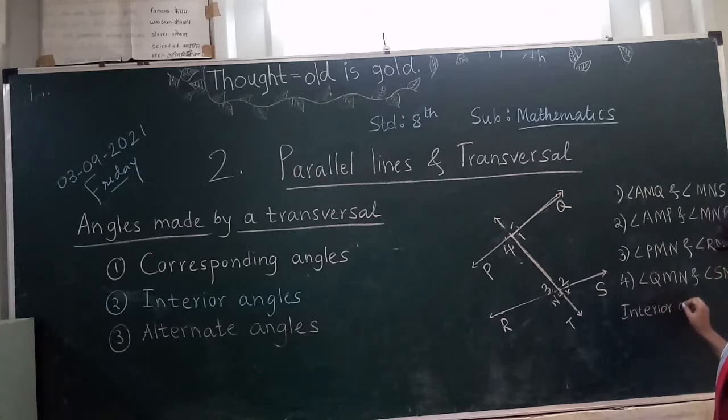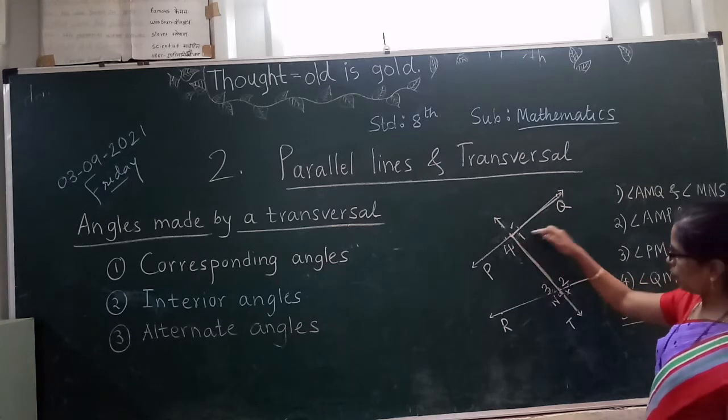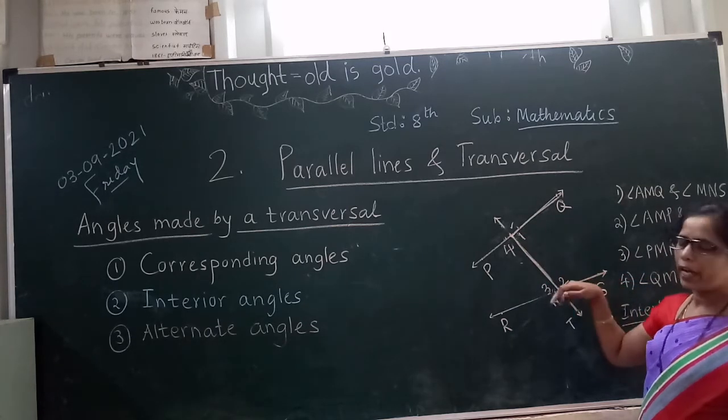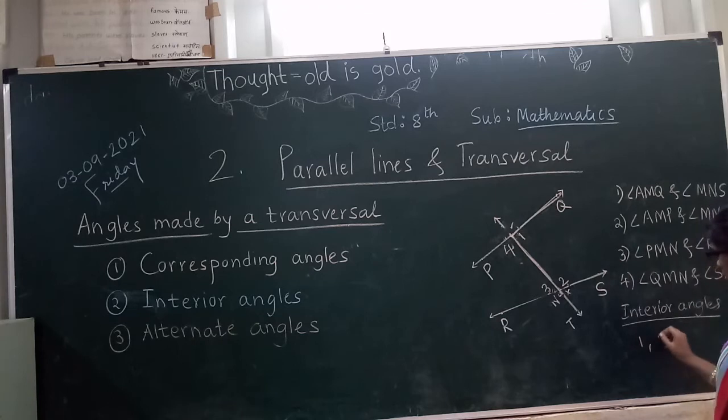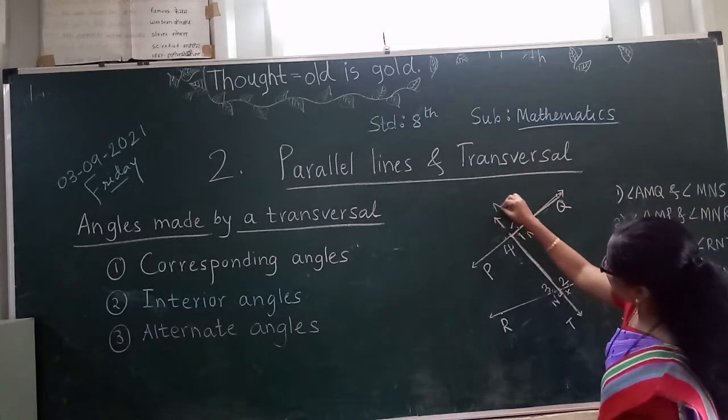Interior angles. Interior, its meaning is very simple. Interior means inside. Obviously, you will look for the inside pair. Interior angles are inside, so 1, 2, 3, 4 are the interior angles. We can also name them similarly like we did for the previous one.